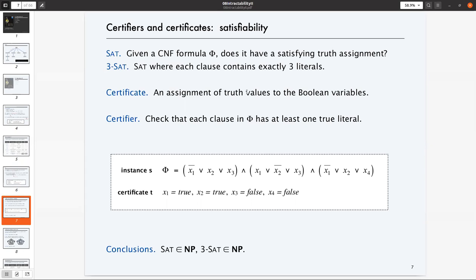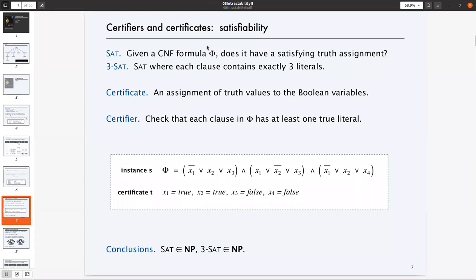But suppose that your formula doesn't have any truth assignment at all. Can someone who was producing the certificate give you that certificate? Then they won't be able to produce any certificate for you, right? Yes, ma'am. Yeah, so is this fine?